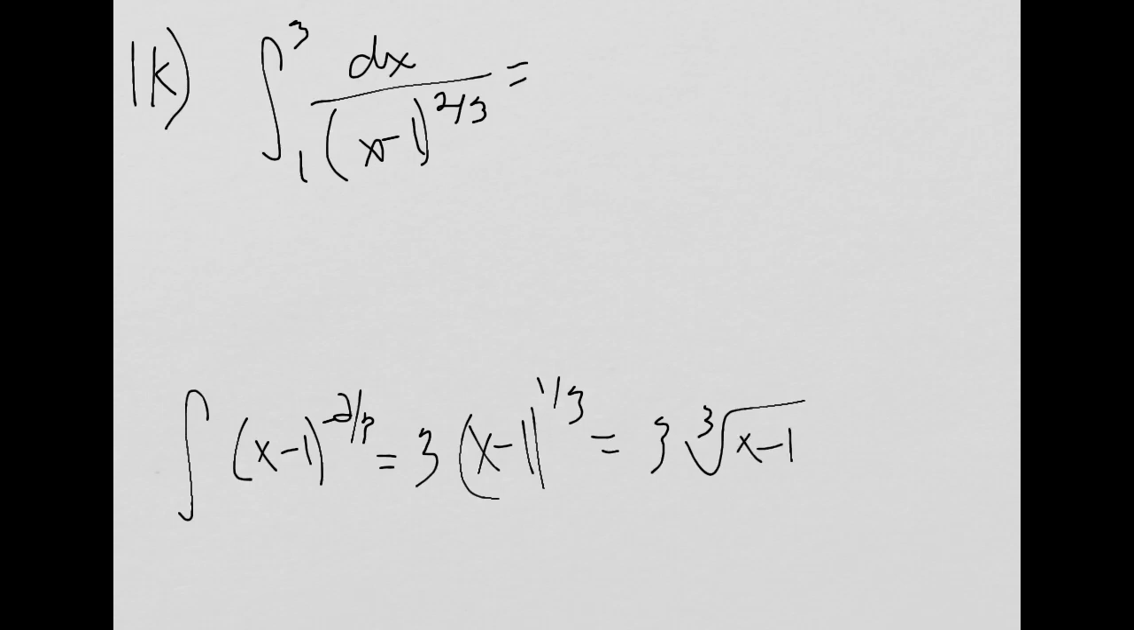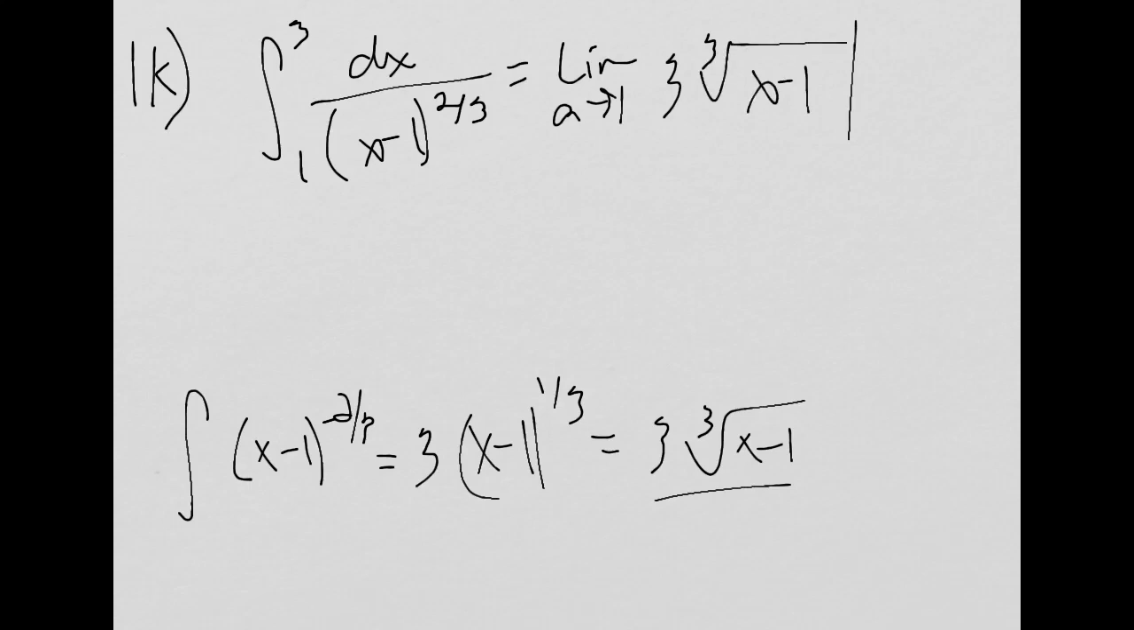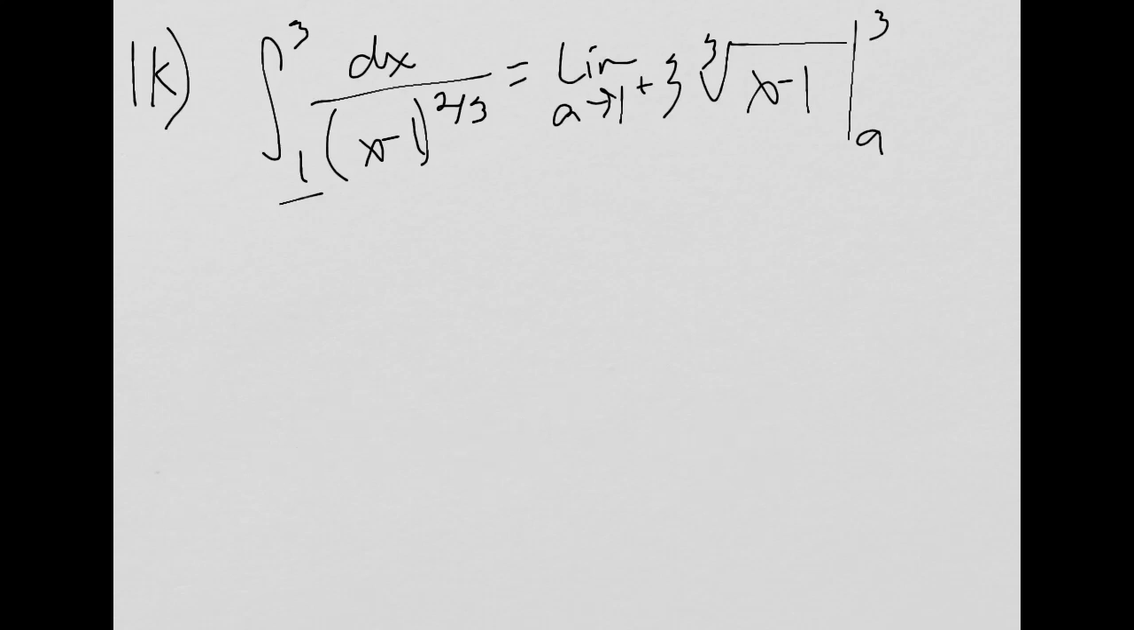So I need to look at the limit as a approaches 1 of this thing, 3 cubed root x minus 1, evaluated from a, because that's the 1 that it's going to, I could say 1 from the right if I want, but it doesn't matter in this case, to 3. So, as I go to evaluate this, maybe I'll do this guy in green, this guy in red. So the green part is what I do first.